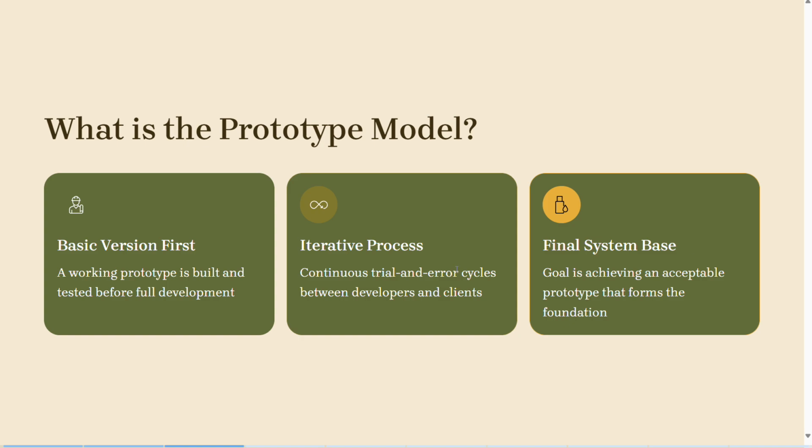Then the iterative process has a disadvantage. Like one cycle is completed with 1 lakh for creating a prototype model, and this cycle will run again and again, so the cost is very high. Then the final base system: the goal is to achieve an acceptable prototype, which forms the foundation. When you achieve the main goal, the prototype creates the foundation.